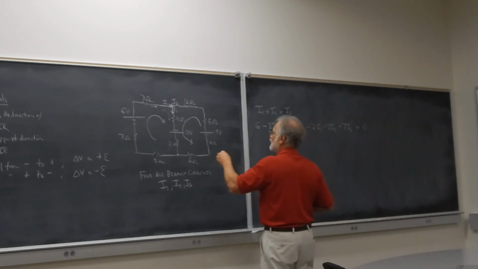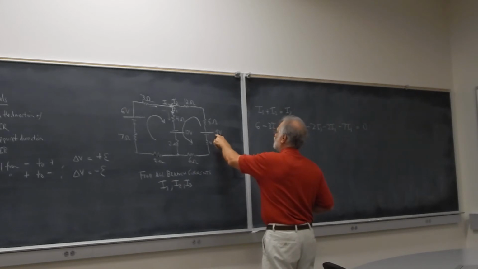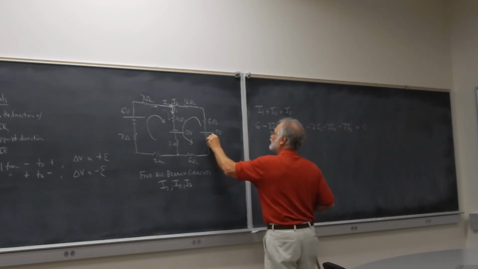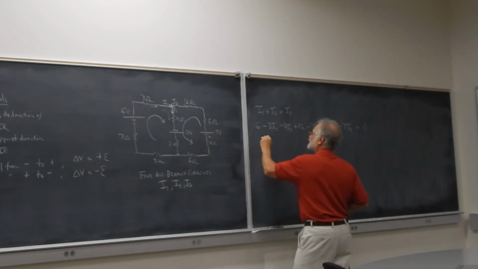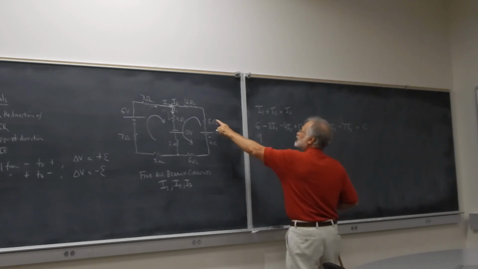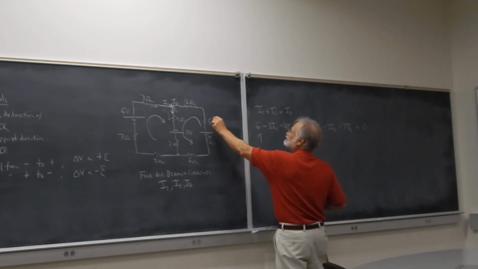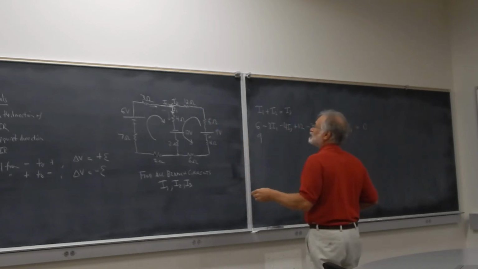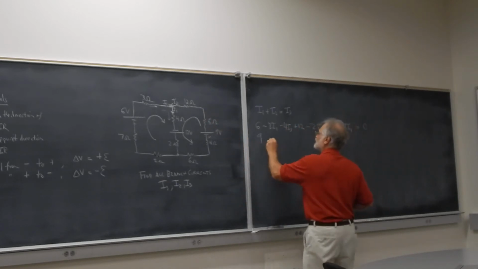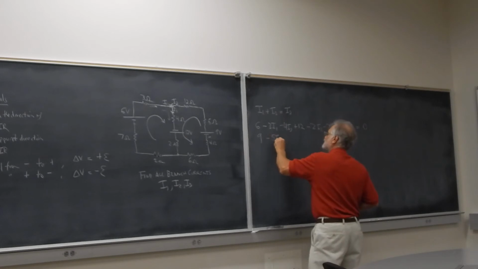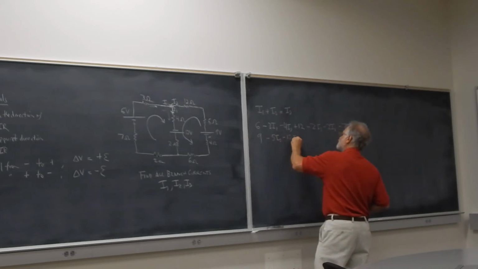Let's go to the other side of the circuit. Let's start at the 9 volt battery. I'm going from minus to plus, so that's a plus 9 volts. I'm traversing the 5 ohm resistor and the 12 ohm resistor in the same direction that I2 is designated, so it's going to be minus 5 I2 minus 12 I2.